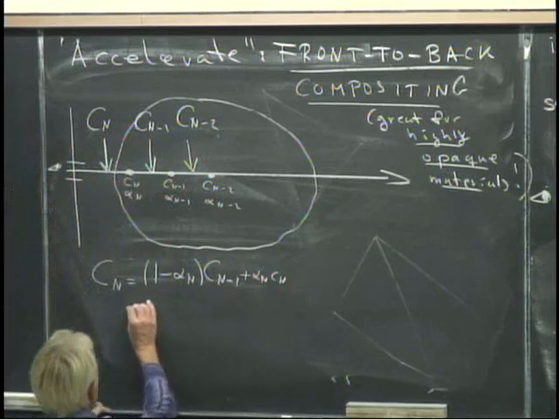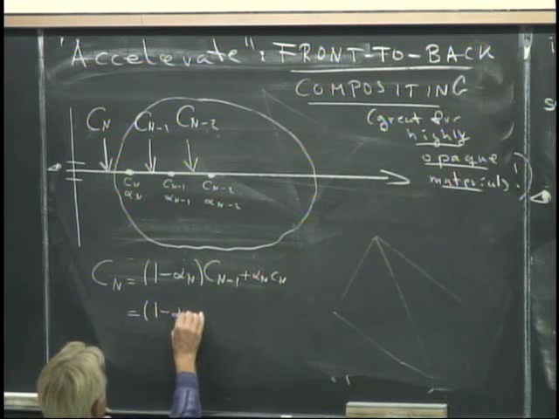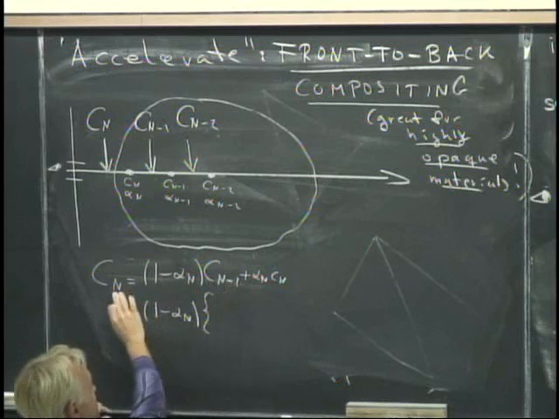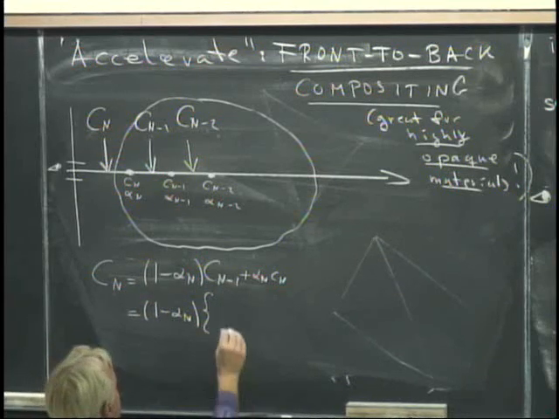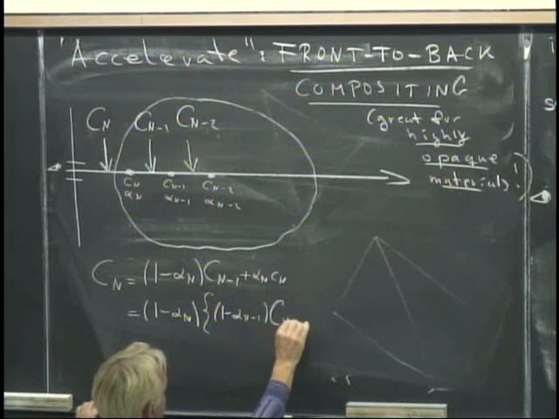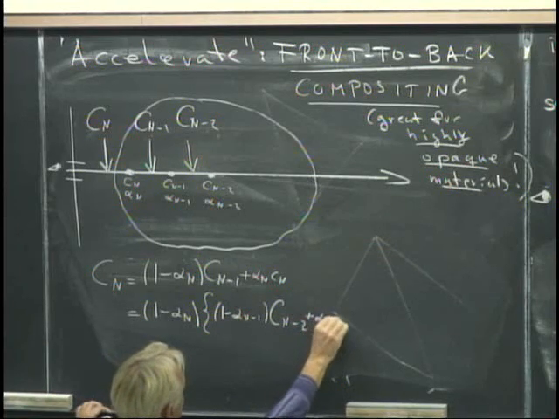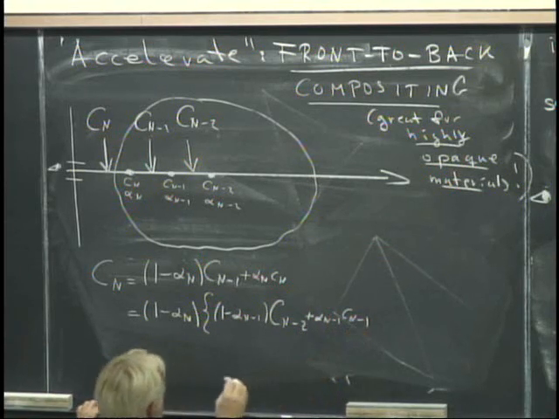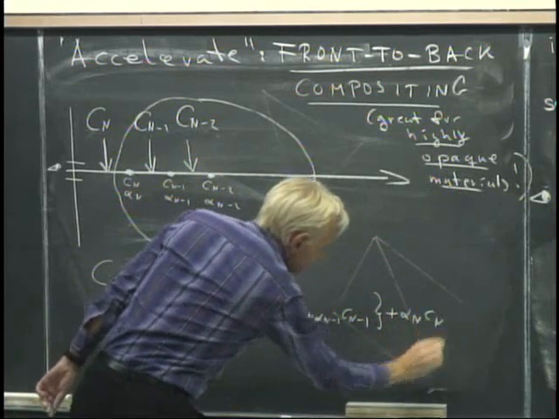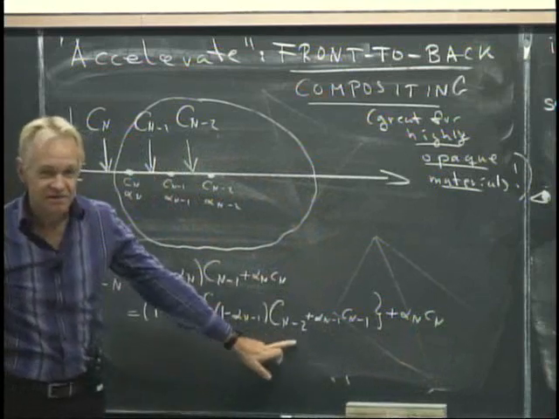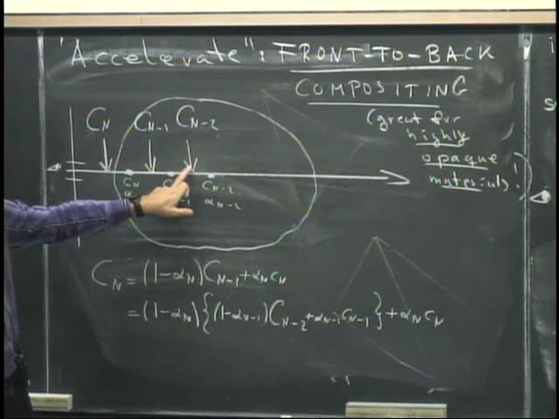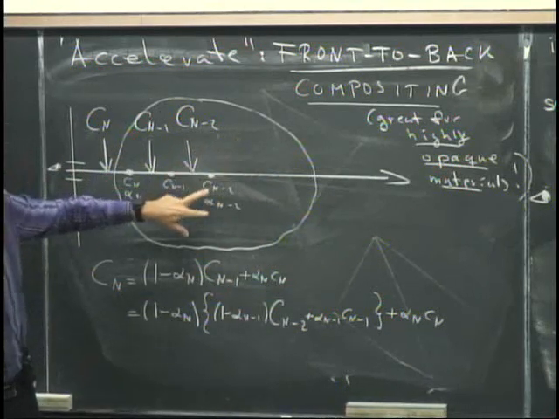So next step is, I say this is 1 minus alpha n times, well, now I plug the expression in there for Cn minus 1. So I have to use the same formula, but the index goes down by 1, right? So this then is 1 minus alpha n minus 1 times Cn minus 2 plus alpha n minus 1 Cn minus 1 plus alpha n Cn. Okay. Now I have this guy in there. Now I can iterate for that. All right, so Cn minus 2. What is Cn minus 2? Cn minus 2 is a combination of Cn minus 3 and the color there, right?